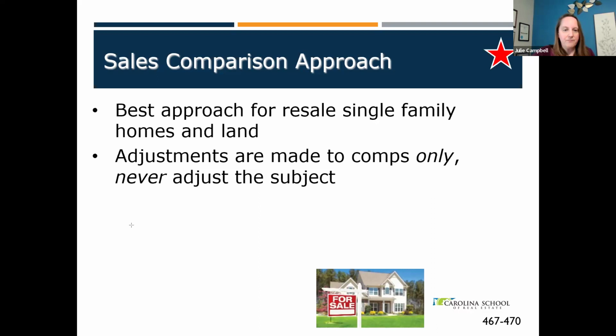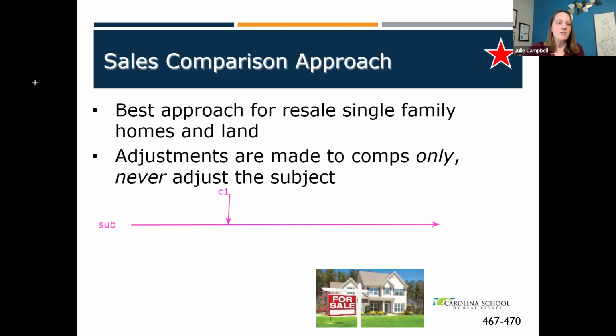So, for example, let's pretend this pink line is our subject property, and we're trying to find comparable properties to make it match the subject. So let's say we have a comp that has a superior feature. Maybe it has more square footage than the subject property. Maybe it has a garage and the subject property doesn't. Whenever we find a comp with superior features, we're going to adjust the comp down to match the subject.